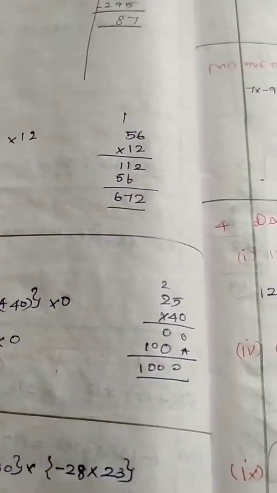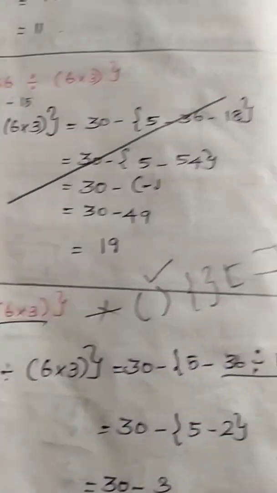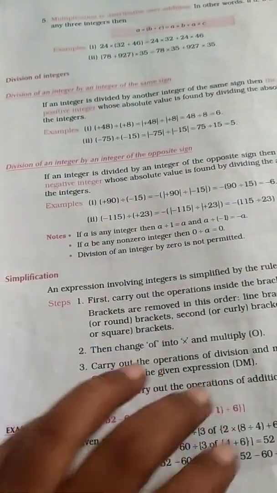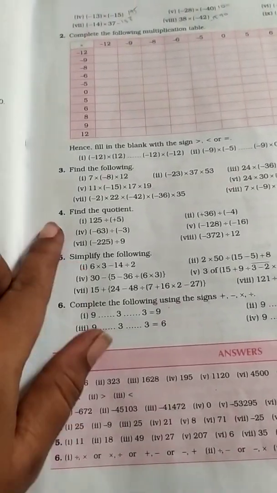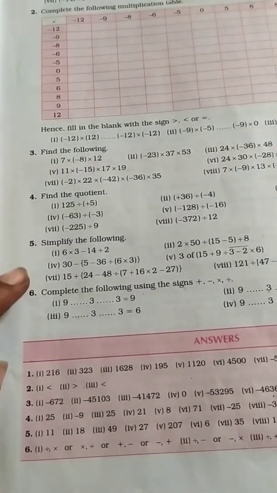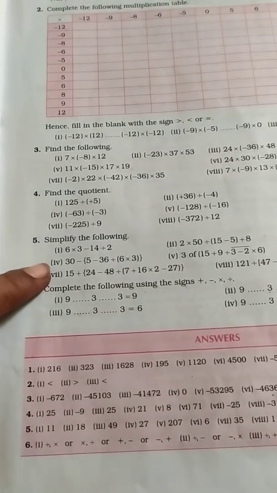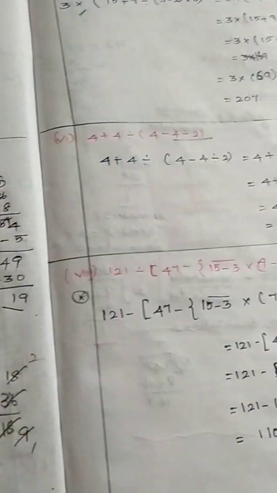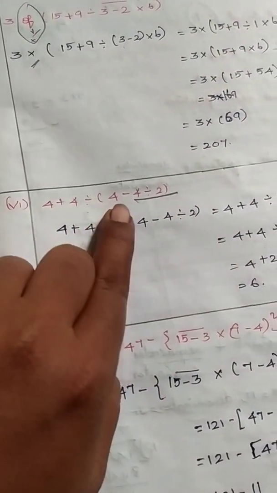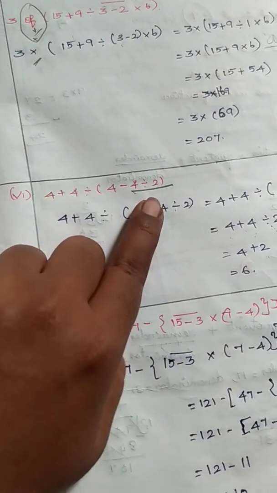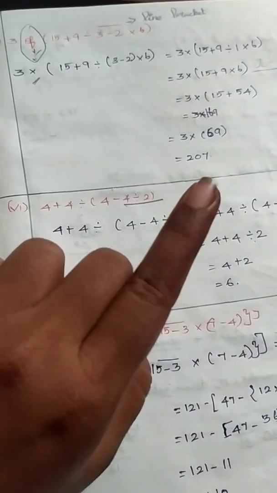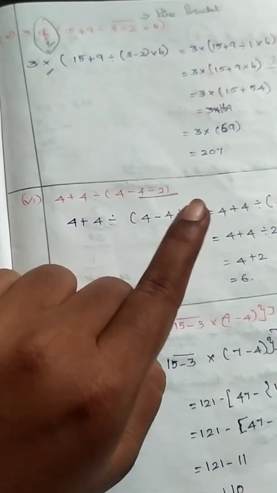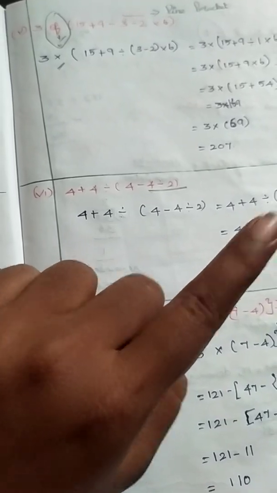And in this exercise you will have the BODMAS rule. How will you apply it? That is a very important one. In exercise 1D, problems number 6, 5, 3 and all are very important. How to use the BODMAS rule. Suppose 4 plus 4 divided by 4 minus 4 divided by 2. BODMAS: bracket, of, division, multiplication, addition, subtraction.